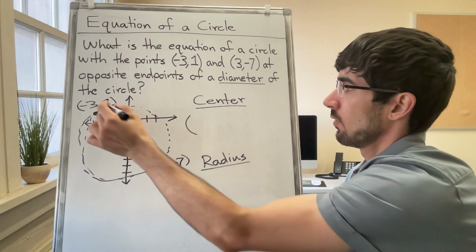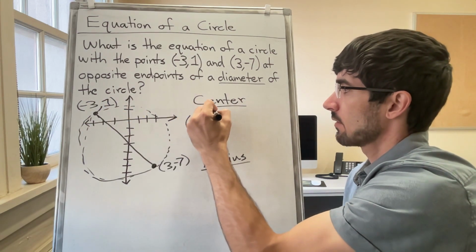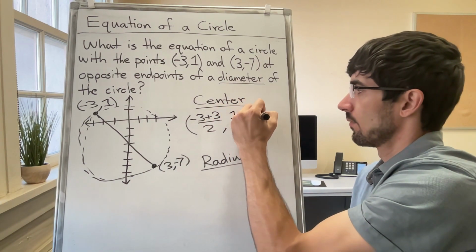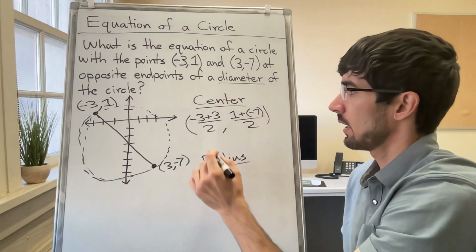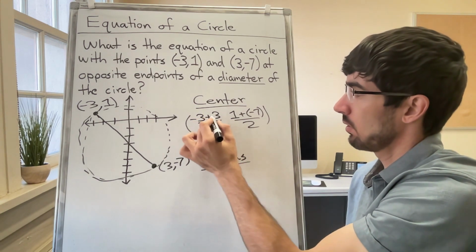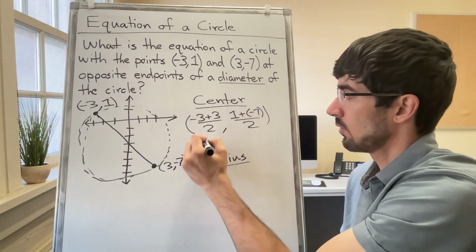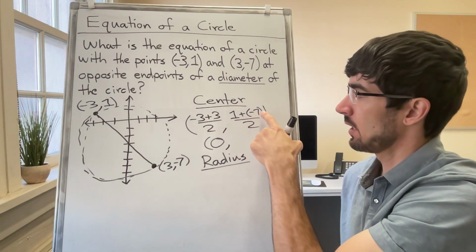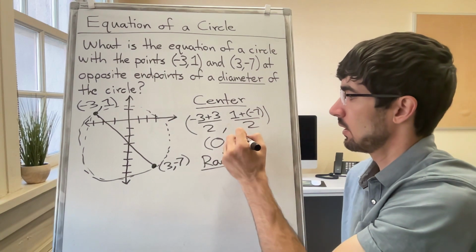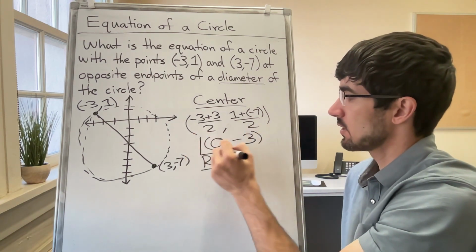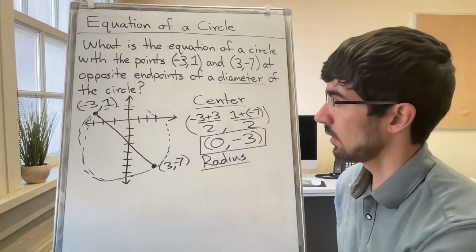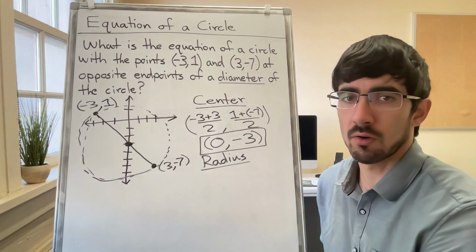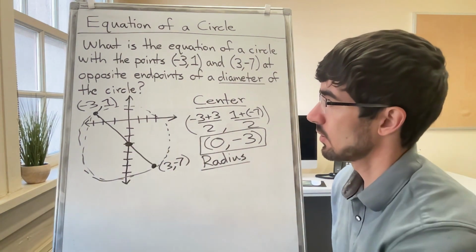We know that the midpoint formula says average the x values and average the y values. Okay, so what do I get out of this? Simplified, I get negative 3 plus 3 over 2. That's 0 over 2. So that's 0. And I get 1 plus negative 7. That's negative 6. Divided by 2 is negative 3. So the center of this circle is (0, -3). Let's go ahead and put that in, and it's even shown fairly accurately on my picture. So there's the center of our circle.